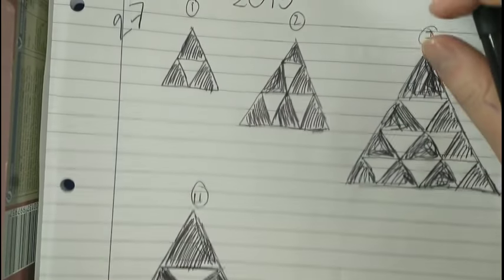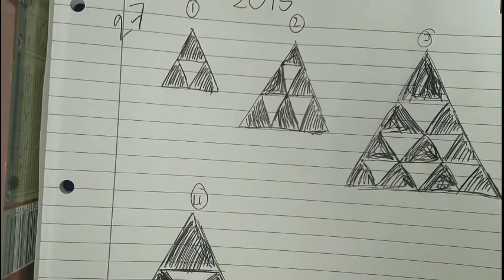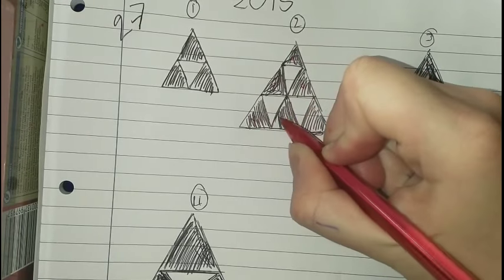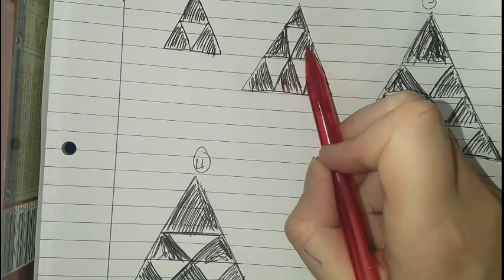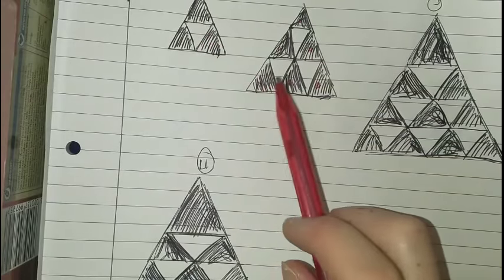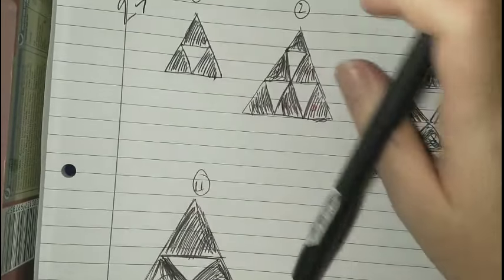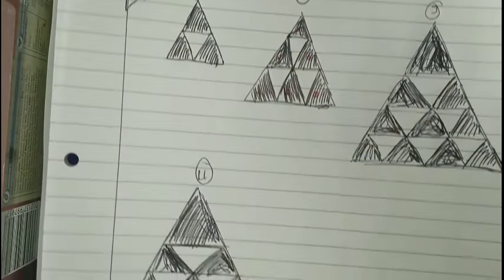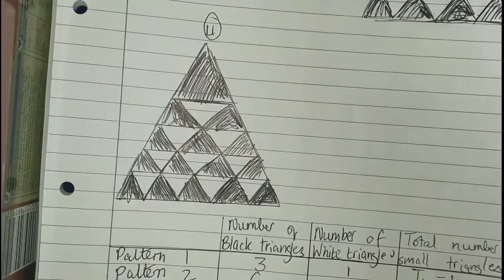So then in pattern number 2, we have 1, 2, 3, 4, 5, 6. But we can see that we already had 3 black triangles from the first one, which we knew, and then it's just adding on another 3. So there's going to be 6, and then there's going to be 1 white triangle that was also in pattern number 1, but then we're adding on an extra row. So there's going to be 3. So there's going to be 9 altogether.